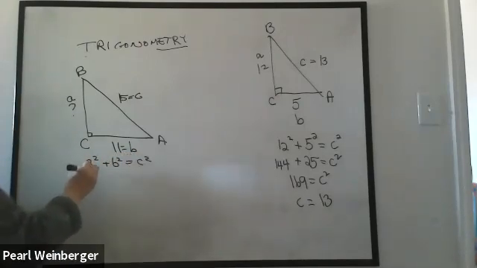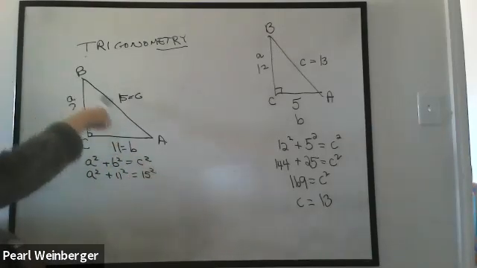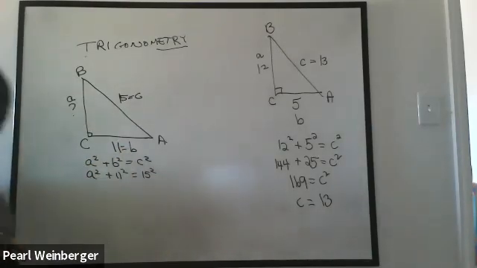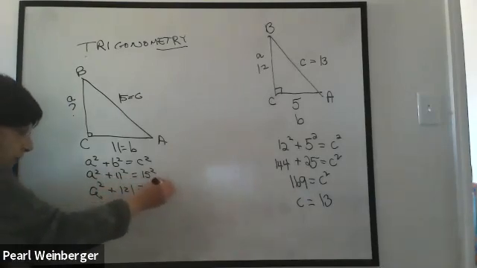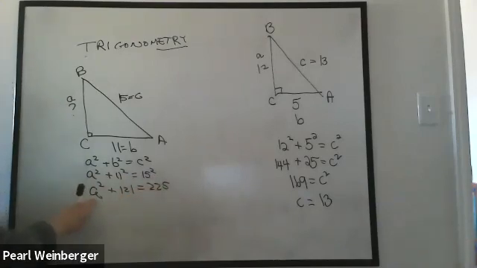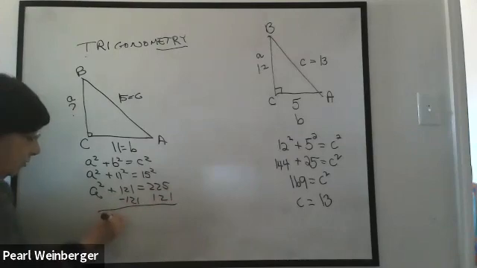So therefore, we're going to have a squared plus 11 squared equals 15 squared. It always turns out that the longest side of the triangle is the hypotenuse. So working this out, this gives me a squared, 11 squared is 121, equals 225. That's 15 squared. And I want to get the a squared alone, so I'm going to subtract 121 from both sides. So that'll give me that a squared equals 104.